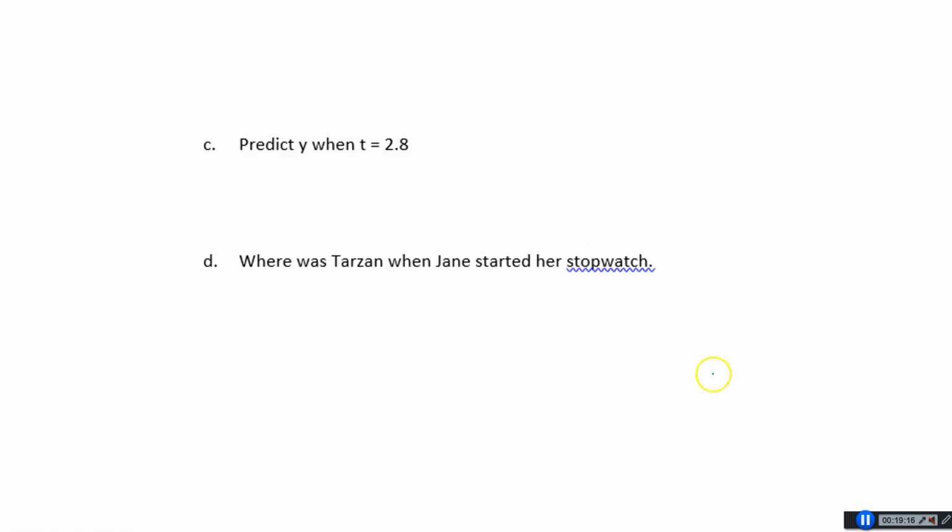There we go. Okay, so predict y when t equals 2.8. For that one, all we're going to do is plug in 2.8. So I have negative 20 cosine of pi over, was it 3, I think? Times 2.8 minus 2, and then plus, minus 3 at the end.